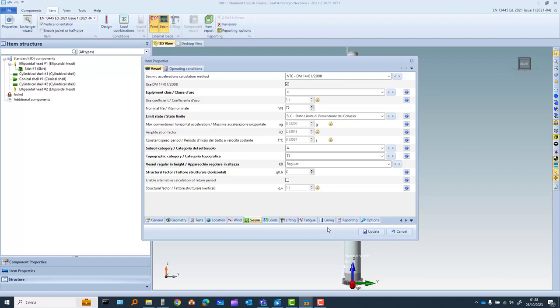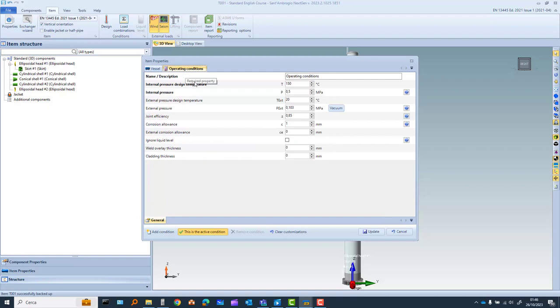Well, the fatigue is not required. We have now to give a look to the operating conditions. The internal pressure design temperature is 150 degrees. The internal pressure is 0.5 megapascal, that means 5 bar. The external pressure design temperature is 20 degrees.